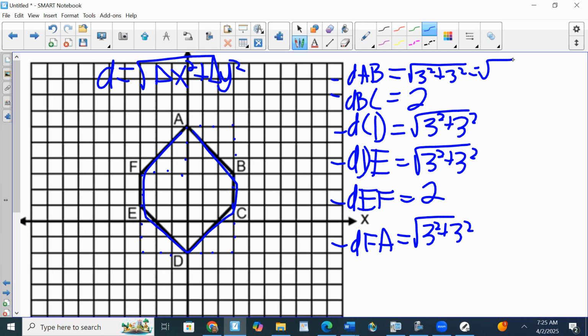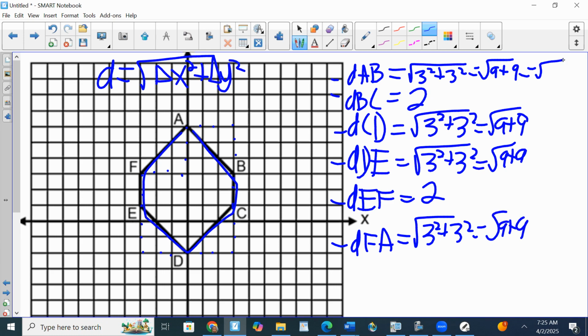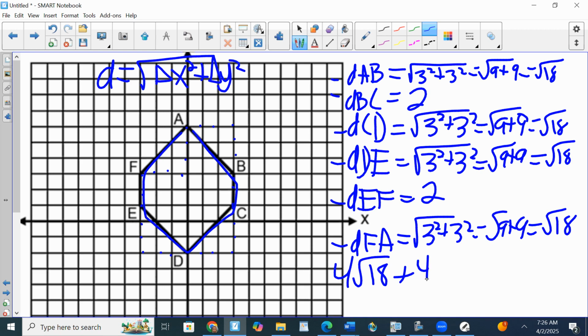That's radical 9 plus 9. Radical 9 plus 9 is radical 18. So when I add them all together, I get 4 radical 18 plus 4. Now I have to reduce the radical.